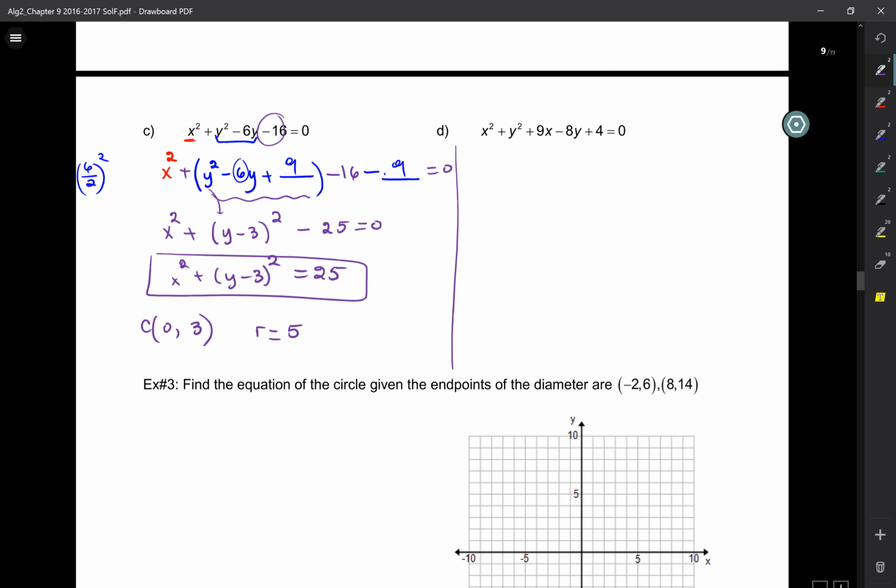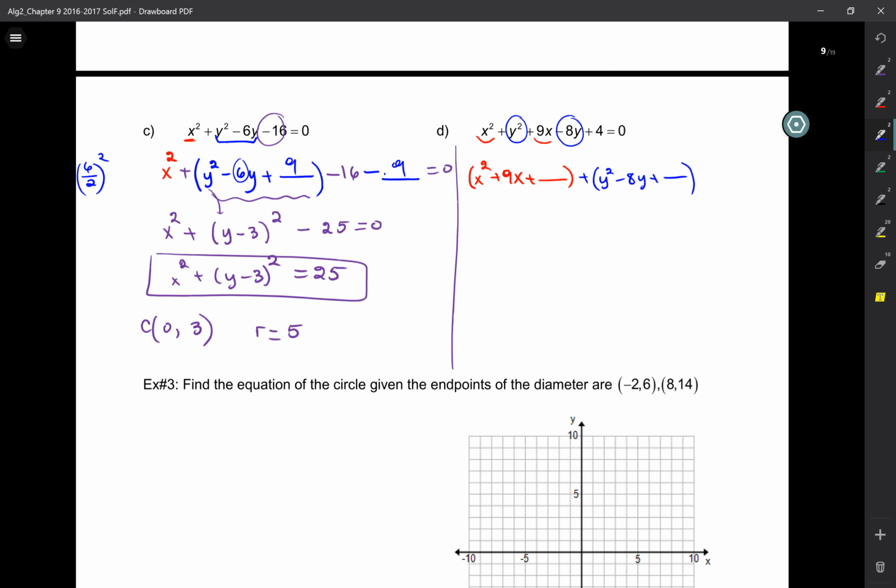Well, for this one, x happened to be alone, so we got away with one time, but we're not going to be so lucky in this case. Okay, so let's group the x's together. So it's x squared plus 9x plus a number. Now let's group the y's together. Y squared minus 8y plus a number.